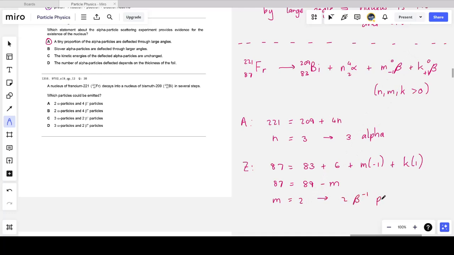which means we have 2 electrons, 2 beta minus particles, because the proton number on the left-hand side is smaller than the proton number on the right-hand side. So we had to subtract 2 electrons in order to balance the proton number. And so this corresponds with option C, 3 alpha particles and 2 beta minus particles.